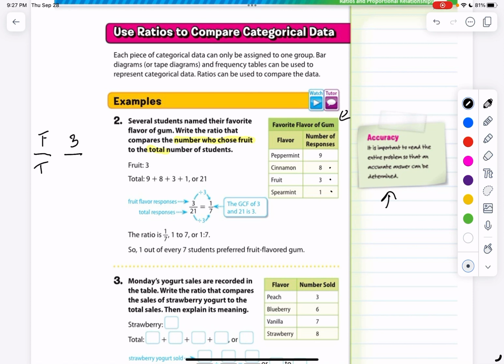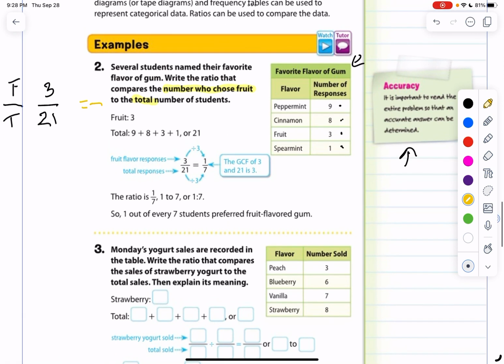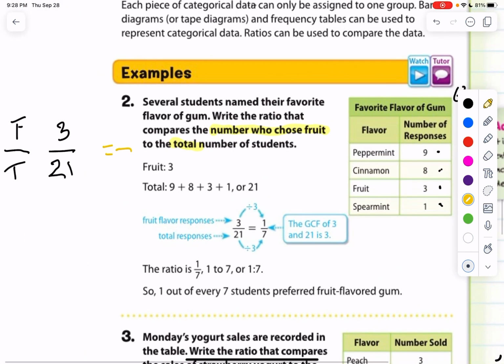How do we find the total? Well, we need to add them all up. I see 9 and 1 is 10, plus 8 is 18, plus 3 is 21. So there were 3 fruit lovers and 21 gum lovers in all. Well, that's not in simplest form quite yet, so let's simplify. The greatest common factor of 3 and 21 is 3, so I can divide my ratio by 3 over 3. 3 divided by 3 is 1. 21 divided by 3 is 7. So my ratio of students who liked fruit-flavored gum to the total number of respondents is, for every 1 that likes fruit, there were 7 that voted on a type of gum that they prefer.